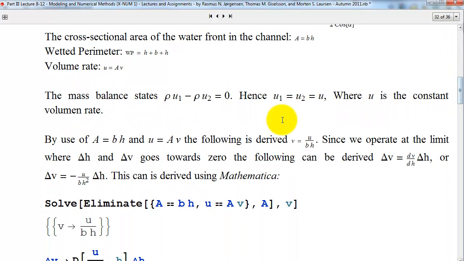And the notation is a little different, but not much from the previous. So we assume that there's a mass balance, and when we assume that, the density cannot change. So if there's a balance, you will have a common constant volume rate. And then of course we have the area we can calculate by the width and the height, width of the channel.